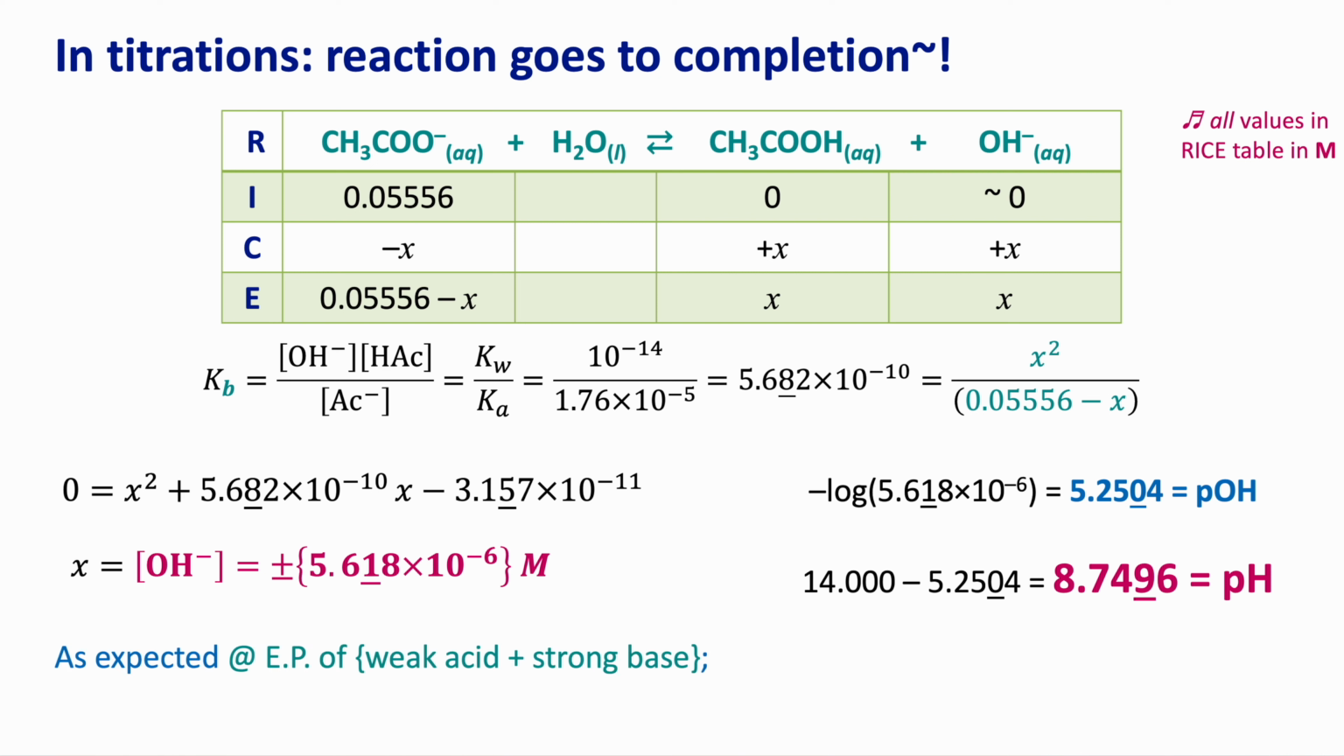As I was expecting, at the equivalence point, since I have a weak acid plus a strong base, the conjugate base is the only product that I have left, and because this is a base, the pH will have to be higher than 7. That's just a quick check that I can do with my calculation. Okay, that's how we calculate the equivalence point pH. If you have any questions, please let me know, and I'll see you in the next video.